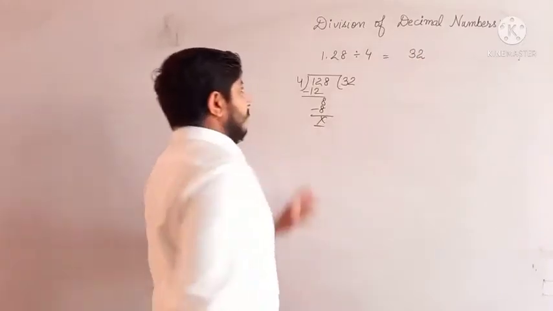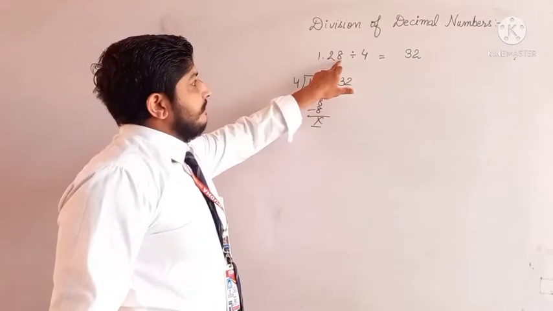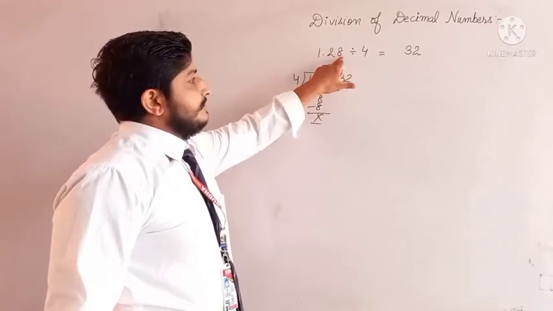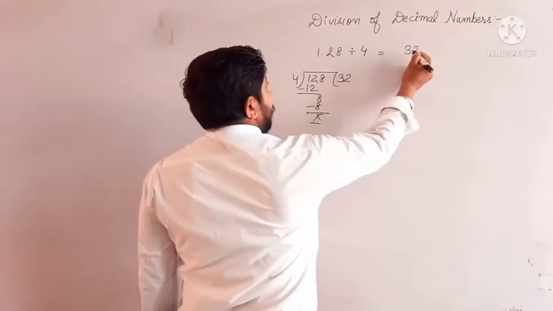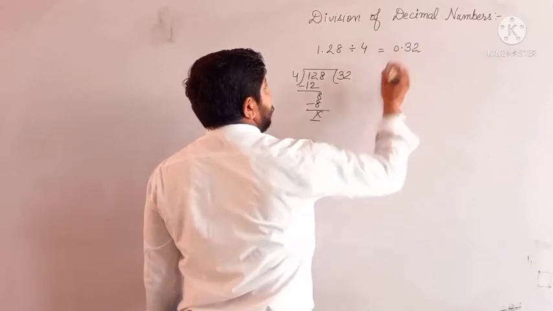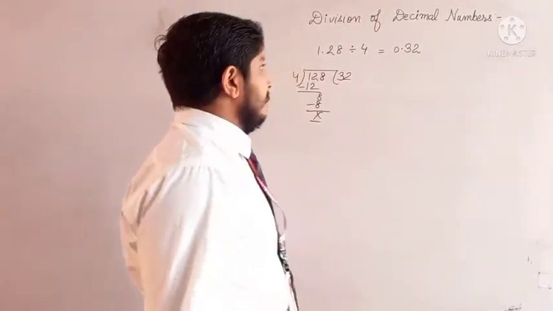What is your answer? 32. In the question, in the dividend, see how many digits are after the decimal, beta? Two digits are after the decimal. So here also, after two digits we put the point: 1.28 divided by 4 gives 0.32. This is your answer. Okay, I hope you understand well.